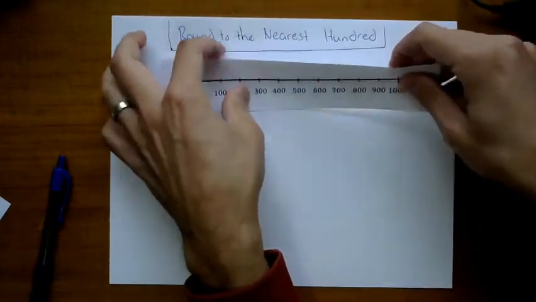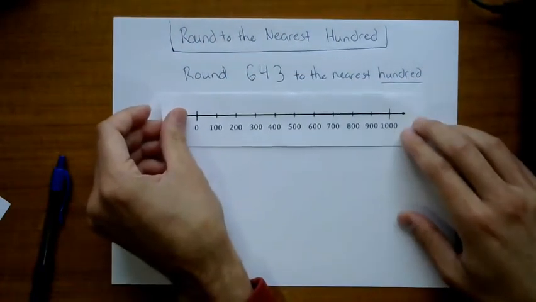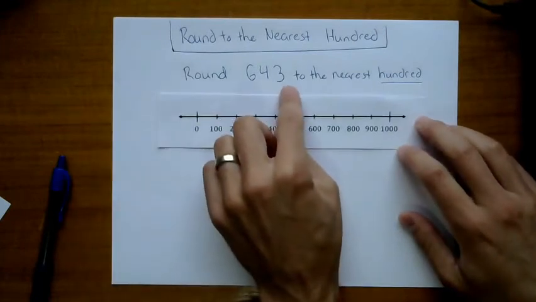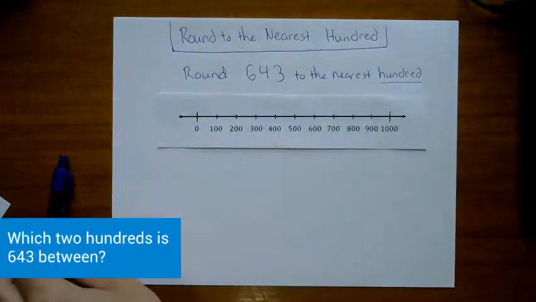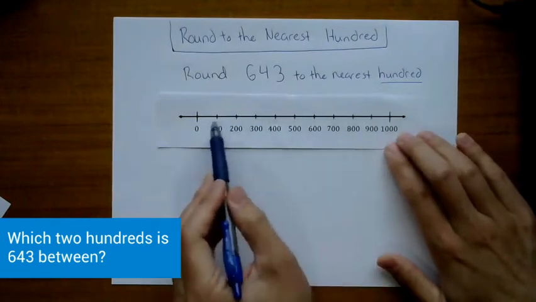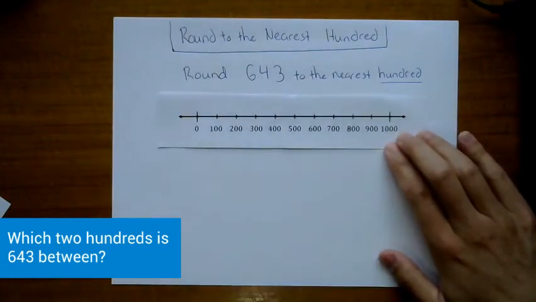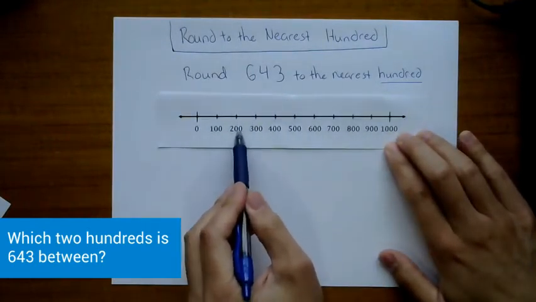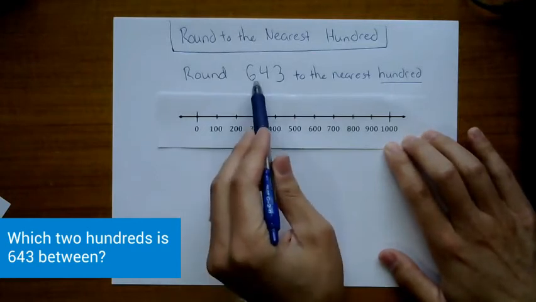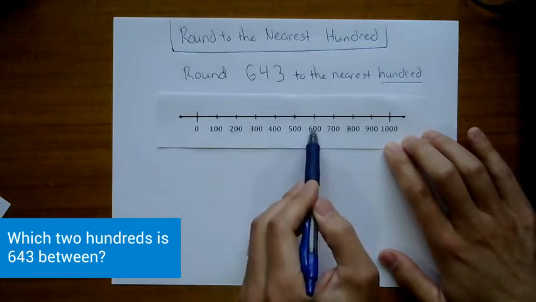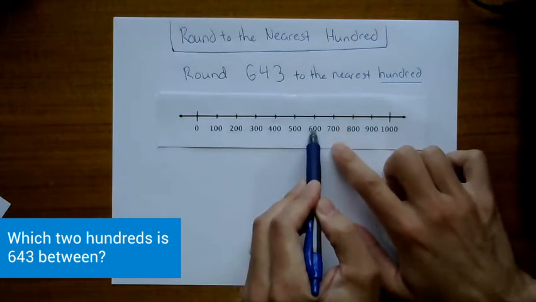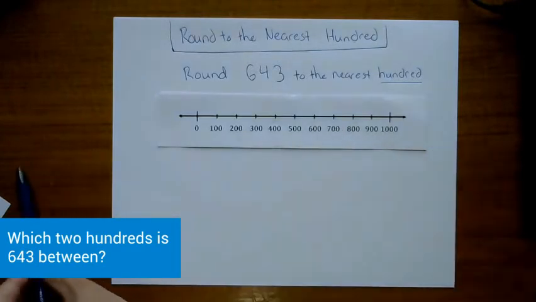So let's look at one. Round 643 to the nearest 100. So first, I need to figure out which two hundreds that number would go between. Well, it's more than 100, it's more than 200, 643. So it's more than 600, but less than 700. So it's right in between these two.